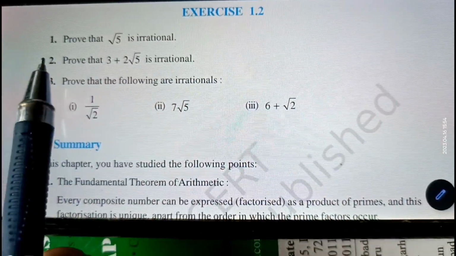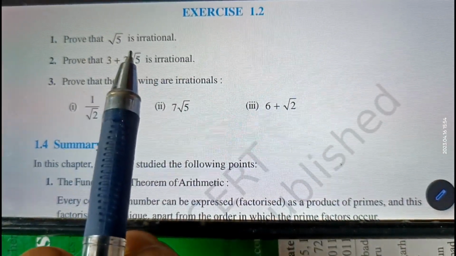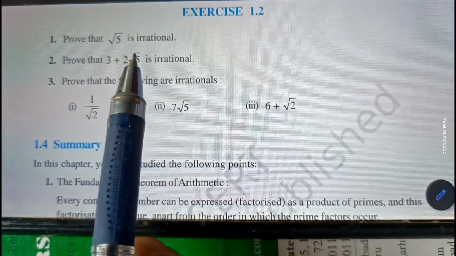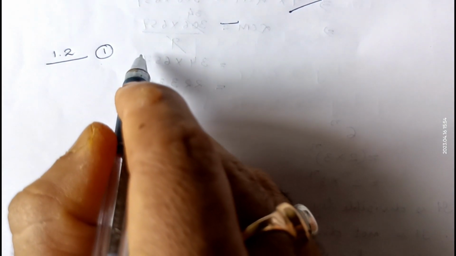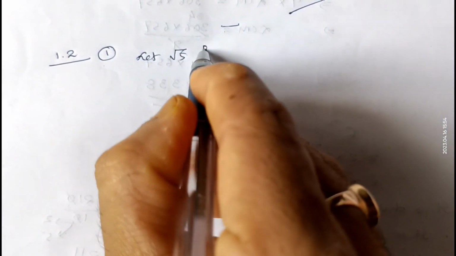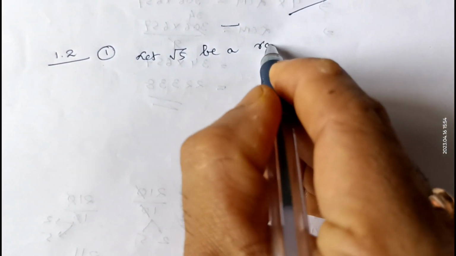In 1.2, the first question is prove that root 5 is an irrational number. This type of sum we have done in class 9. Let me show it again. Here the question is we have to show that root 5 is an irrational number. Here we have to prove it by contradiction. So initially we will consider, let root 5 be a rational number.